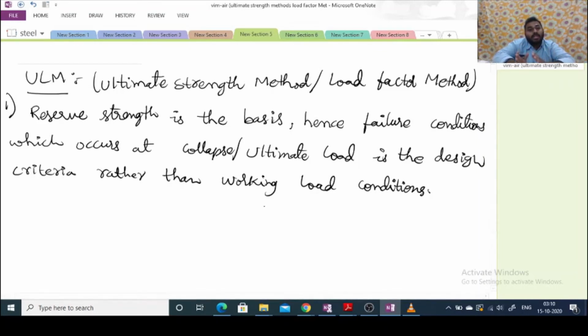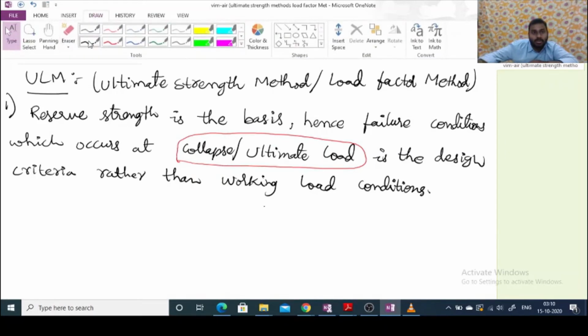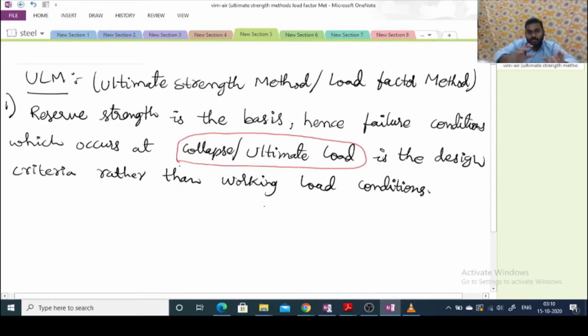Now if you see here the terminology, collapse or ultimate load. What is meant by this collapse load or ultimate load? We'll see. No issue with it, but as of now you go through this point. So reserve strength is the basis for this method. Hence the failure condition which occurs at collapse or ultimate load is a design criteria rather than working load condition.